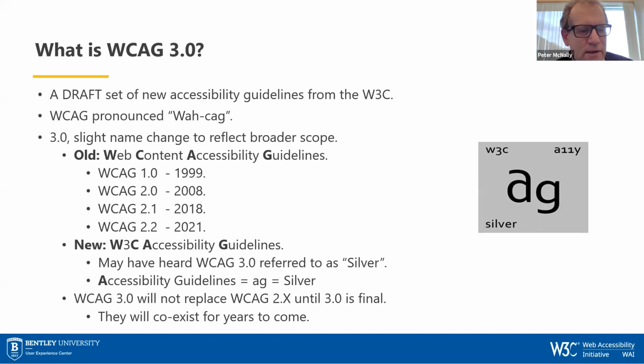One point I want to make is that WCAG 3.0 will not replace any of the 2 versions, or 2.2, or whatever comes after that, until 3.0 is final, which will be several years. They're going to coexist for several years to come until the 3.0 version is final. The 2 versions will still be out there and being used and being worked with.